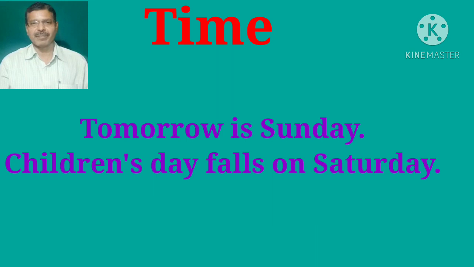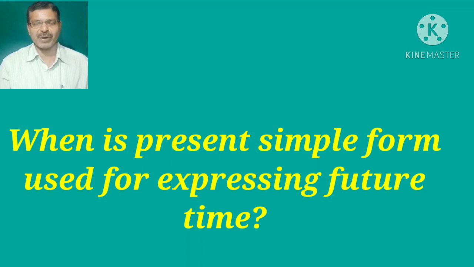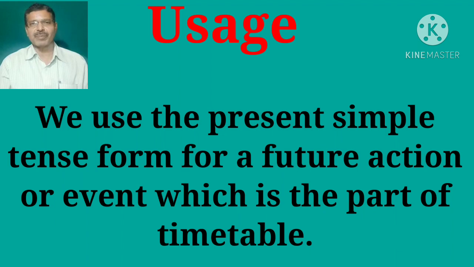Now tell me the time. What time is it? Present or future? So you can infer that today is just 7th November and 14th November has not come yet. So this is about future time. And from this you can also easily guess when this present simple form is used for future time. We use present simple tense form for a future action or event which is part of a timetable.